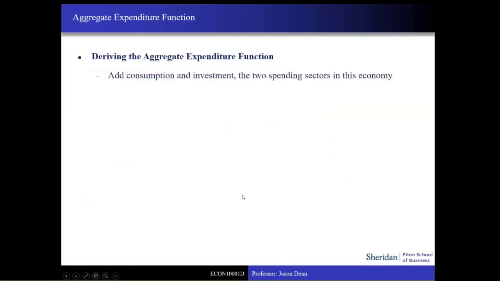Okay, so the aggregate expenditure function. Let's get an actual little equation here, just a simple linear equation that characterizes the aggregate expenditures function. So it's very simple.